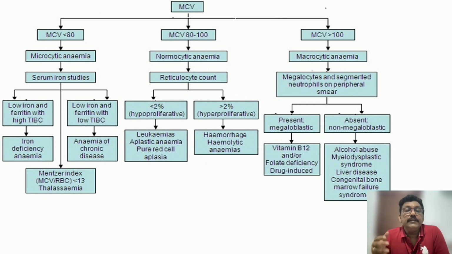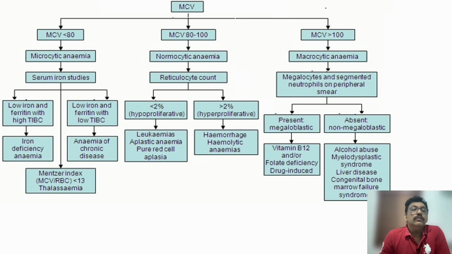That means destruction is occurring, but the bone marrow is producing more and more RBCs, as in hemorrhages and hemolytic anemias. Their production of RBCs is more, which is why the reticulocyte count and reticulocyte production index will be very high. Whereas in less than 2%, leukemia, aplastic anemia, pure red cell aplasia, and myelodysplastic syndrome all come in.